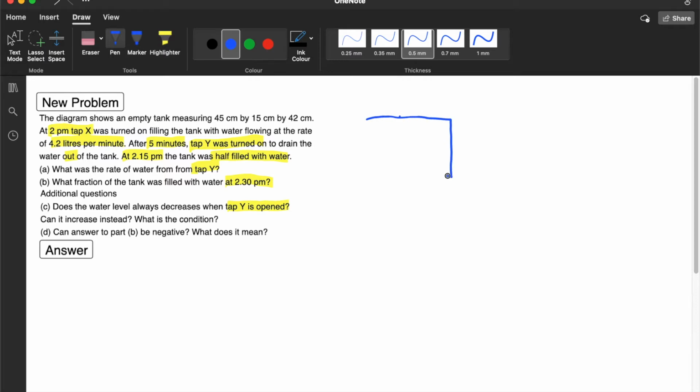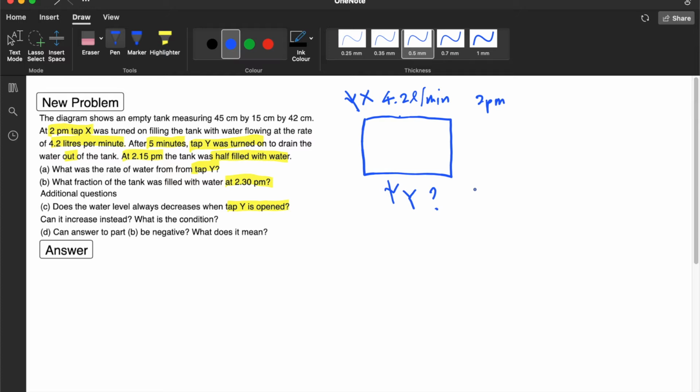conceptualize what is actually happening in this problem. So we have a tank, and then there is a tap X in which water will be flowing in at the rate of 4.2 liters per minute. This tap X will be open at 2 p.m. Then there is a tap Y, which is draining the water out of the tank. What is the rate? We do not know. That is what we are going to find out in part A of the question.